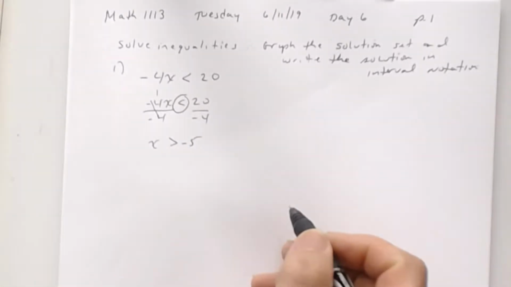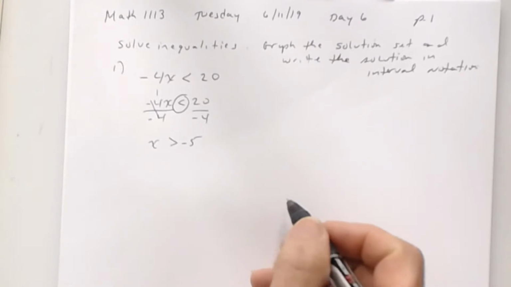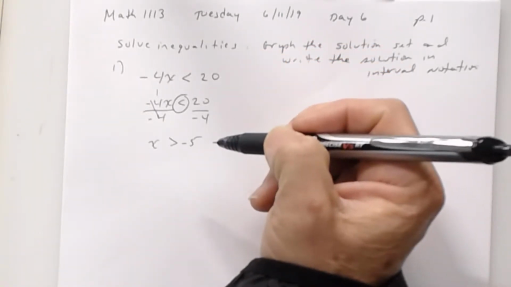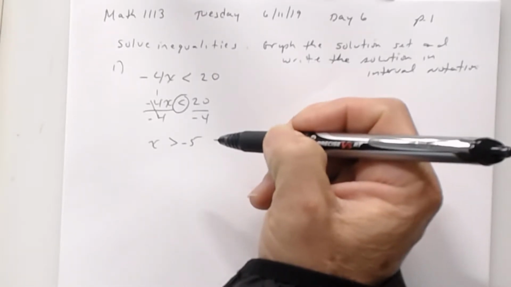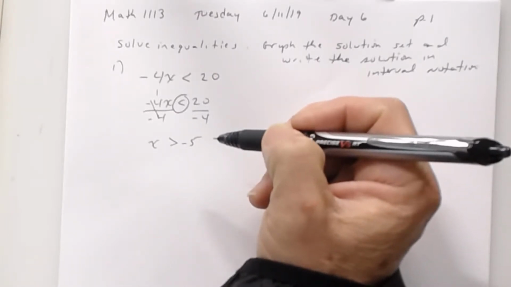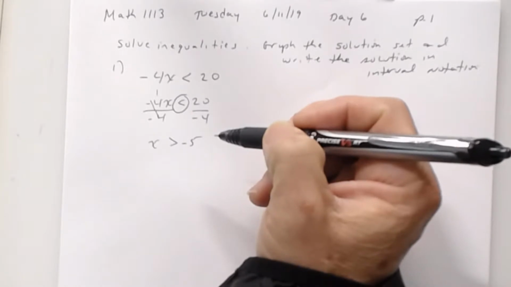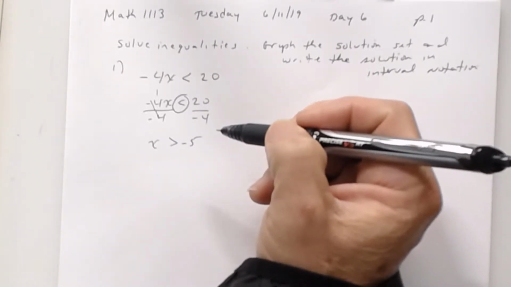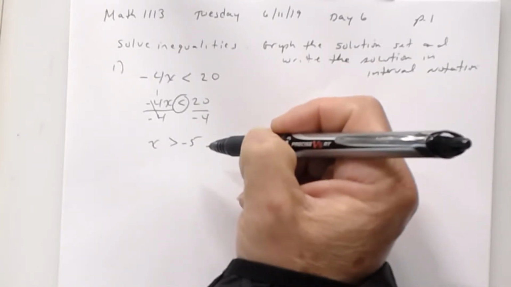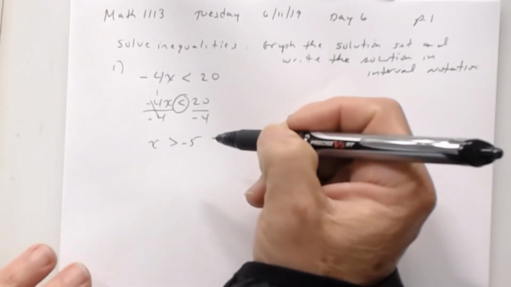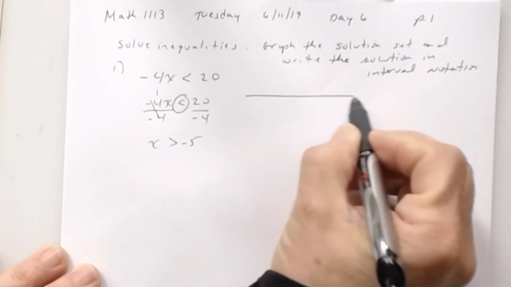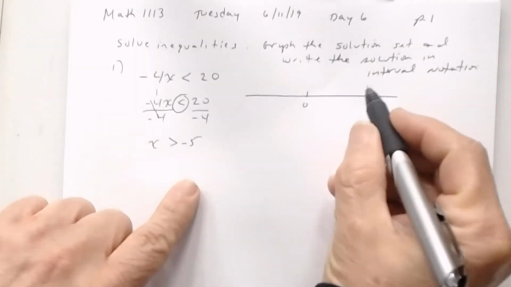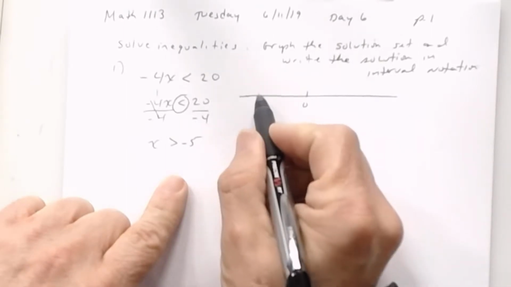So the solutions to the original inequality would be any number that's bigger than negative 5. So any real number bigger than negative 5. There's an infinite number because you have all kinds of decimals, irrational numbers, rational numbers, an infinite number of them that's bigger than negative 5. So on the number line, if this is 0, you're going to put negative 5, which is on the left.